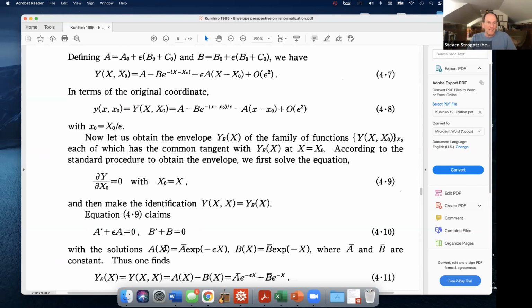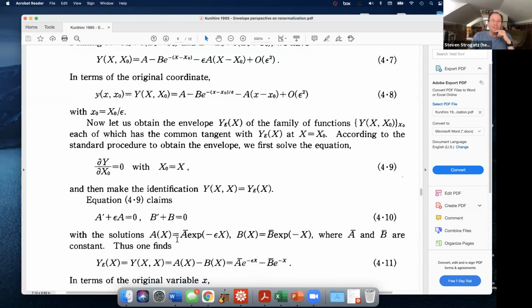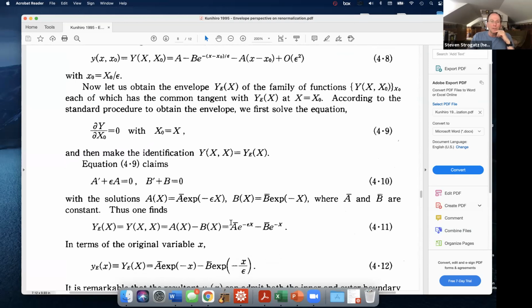Here he calls x0, he's just calling it x, because he, at the point of tangency in the envelope, x0 and x are the same thing. So he ends up deriving equations for A of x and B of x that he can solve and gets them. There they are. They're simple exponentials. And then when you plug that back in to this stuff above, here the A and the B are genuine, A bar and B bar, these are genuine constants.